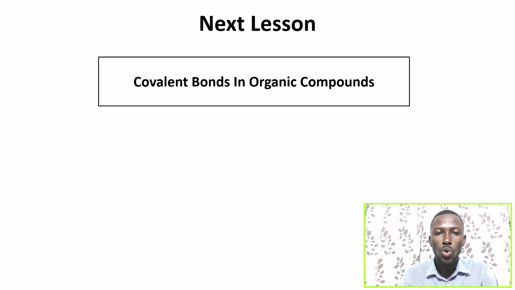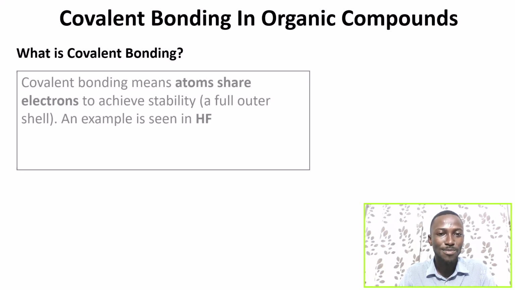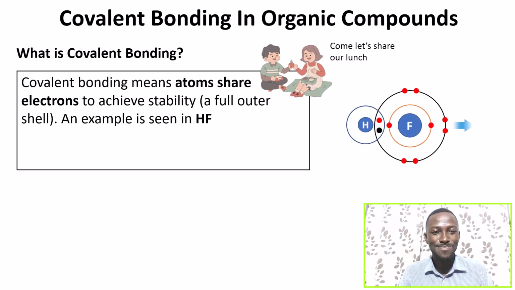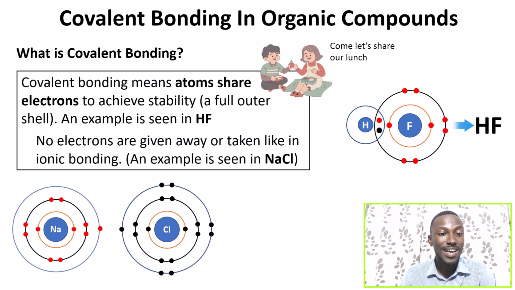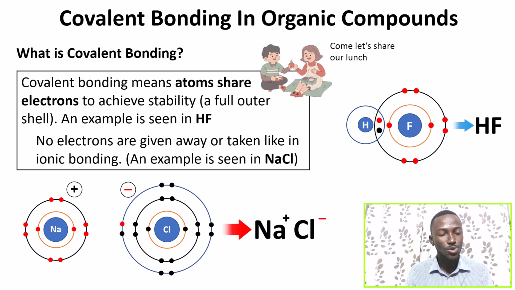So for covalent bonds in organic compounds, let me just give you a trailer of it. We'll be defining what covalent bonding is, and then look at some interesting examples with interesting animations, like how hydrogen fluoride is formed. Then we also contrast that against ionic bonding, how electrons are transferred from sodium to chlorine to form an ionic compound. And we also get to know that covalent bonding has to do with sharing. Good. So do not miss this lesson. Come back for the full lesson on covalent bonding. See you in our next lesson.